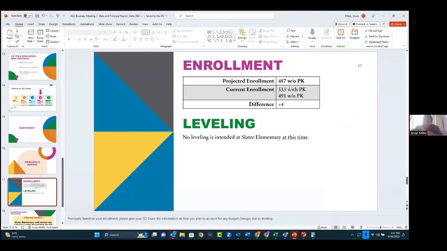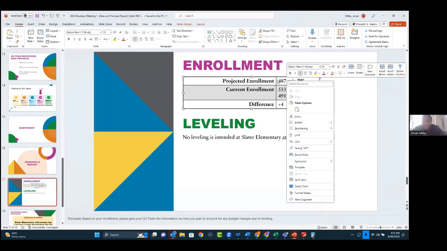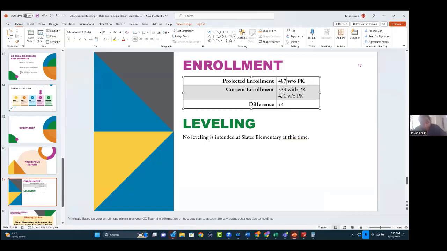Our current enrollment. Our projected enrollment this year was 487 without pre-K. And we pulled pre-K out because they come from a different funding source. We have Georgia Pre-K here at Slater. So half of our pre-K team is funded through Georgia Pre-K, and the other half is funded through private fundraising. But in terms of just general funds, we're looking at K-5. So we were projected to have 487 in K through 5 without pre-K. We're actually at 491 without pre-K, 533 with pre-K. So we have 4 more students in the building than we budgeted for as of today.